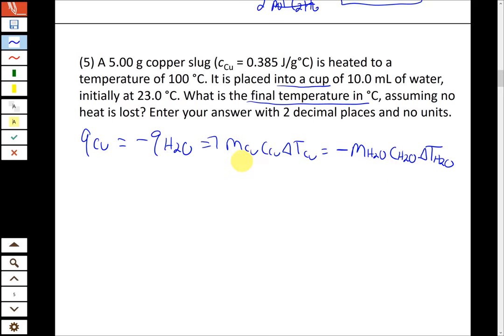So now we just have to start plugging in numbers onto each side of the equation. The mass of copper is 5.00 grams. The heat capacity of copper is given as 0.385. And then our delta T is final minus initial. So TF, the final temperature, is our unknown. The initial temperature for copper is 100 degrees Celsius.